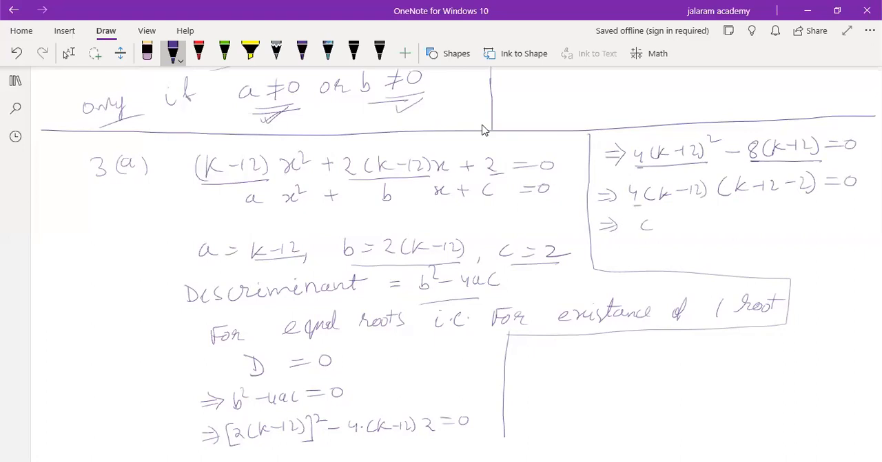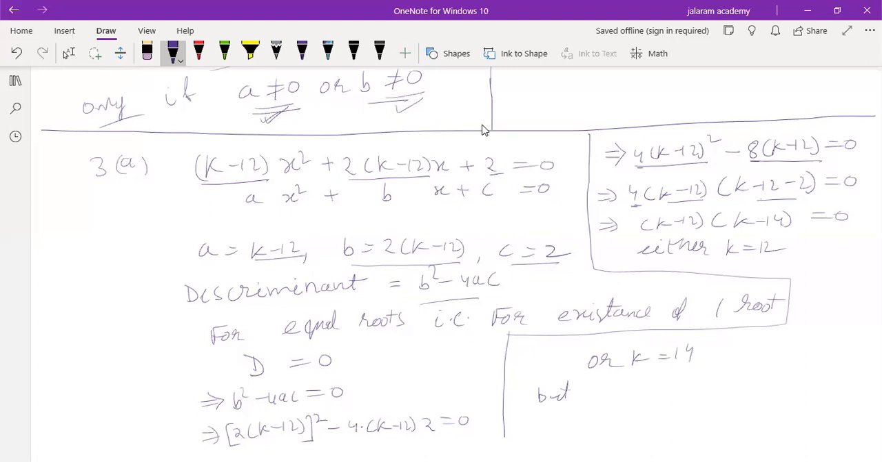Now 4 cannot be 0. So it cannot be removed, as we know that whenever the product of 3 is 0, so only any one of them must be 0, or 2 can be 0, or all 3 of them can be 0, but 4 cannot be 0. It means other 2 are 0. So k minus 12 into k minus 14 equals to 0 means either k equals to 12 or k equals to 14.